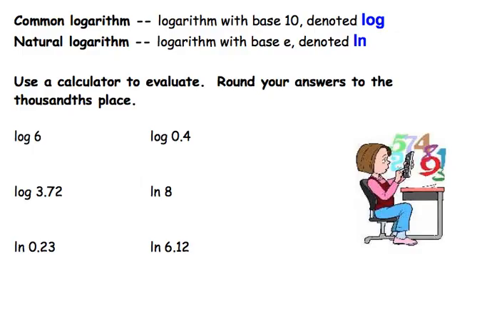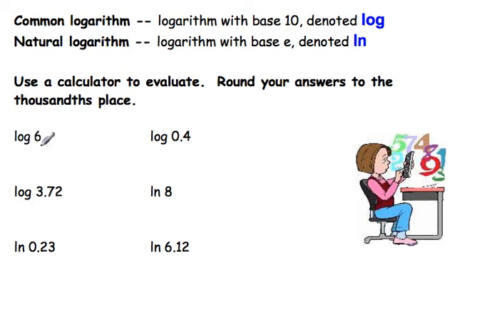Common logs. A log with base 10 is denoted with just a log, L-O-G, and that's what we call a common log, because it always has a base of 10. So if you see log and it doesn't have any other base, the base is 10. And then a natural log is denoted ln. Anytime you see ln, it's not going to have a base on it. That base is always e. So anytime you see log without a base, the base is 10. Anytime you see ln without a base, that base is e.